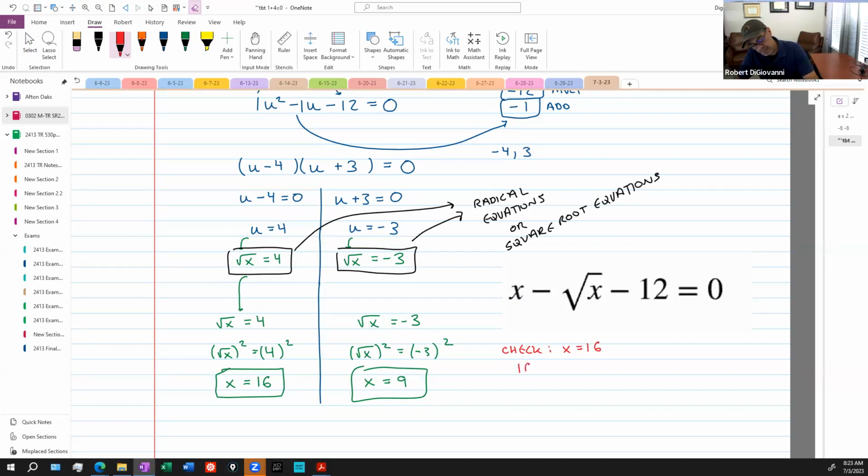So I get 16 minus the square root of 16 minus 12 equals 0. And the question is whether or not that's true. Well, that's 16 minus the square root of 16 is 4, then minus 12 equals 0. I don't know if that's true yet. Let me see. Yes, this works. I get 16 minus 4 is 12. 12 take away 12 is 0. That is true.